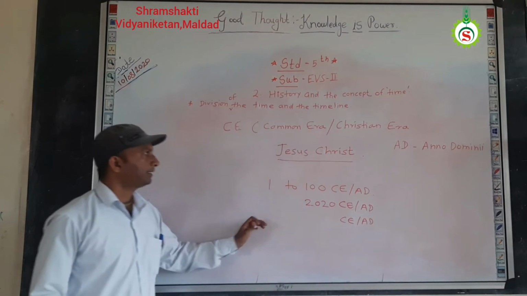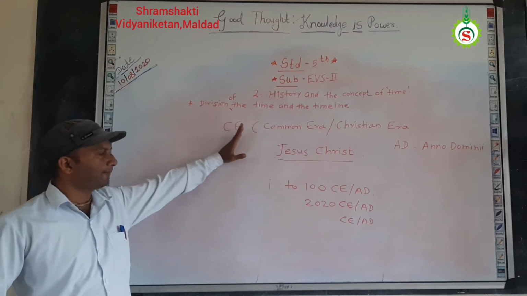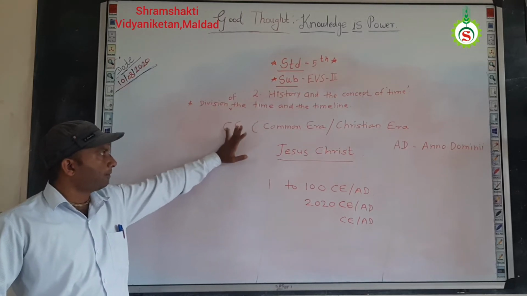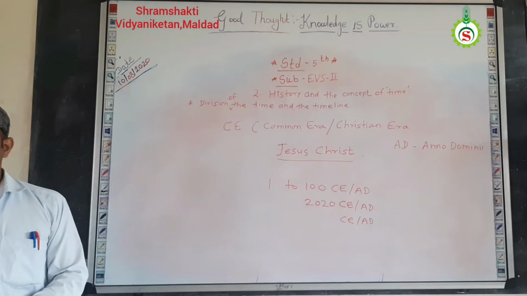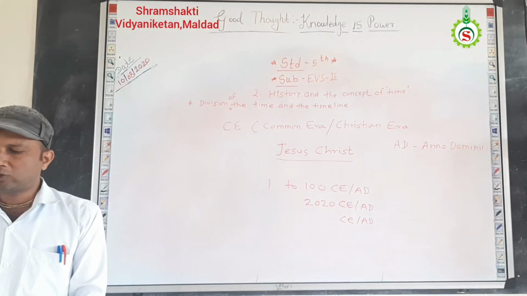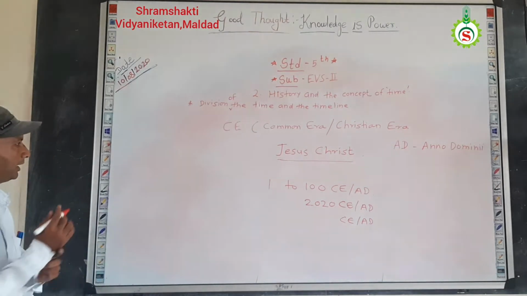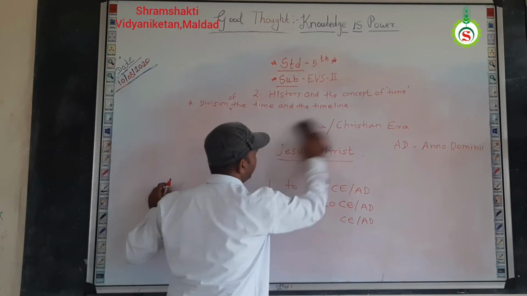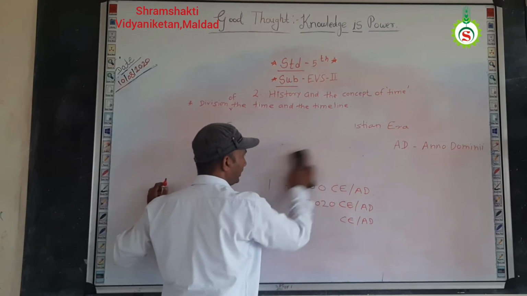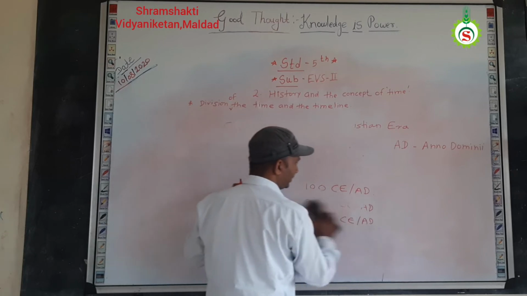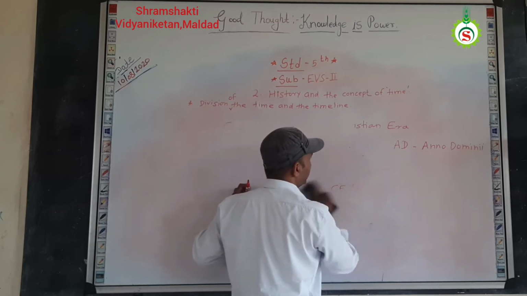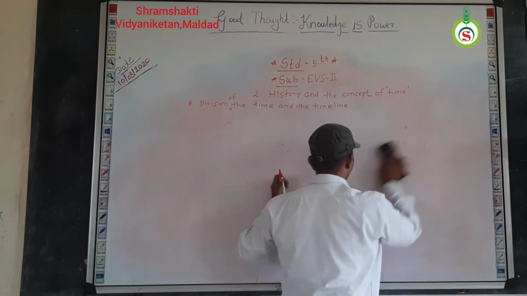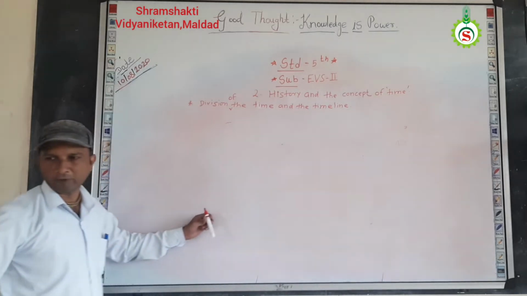But what is happening before this era, the Common Era or Christian Era? Now it is called the time before the Common or Christian Era. So the second point of the chapter is the time before the Common Era, the time which occurred before the Christian Era. So what it is called, we are going to see.